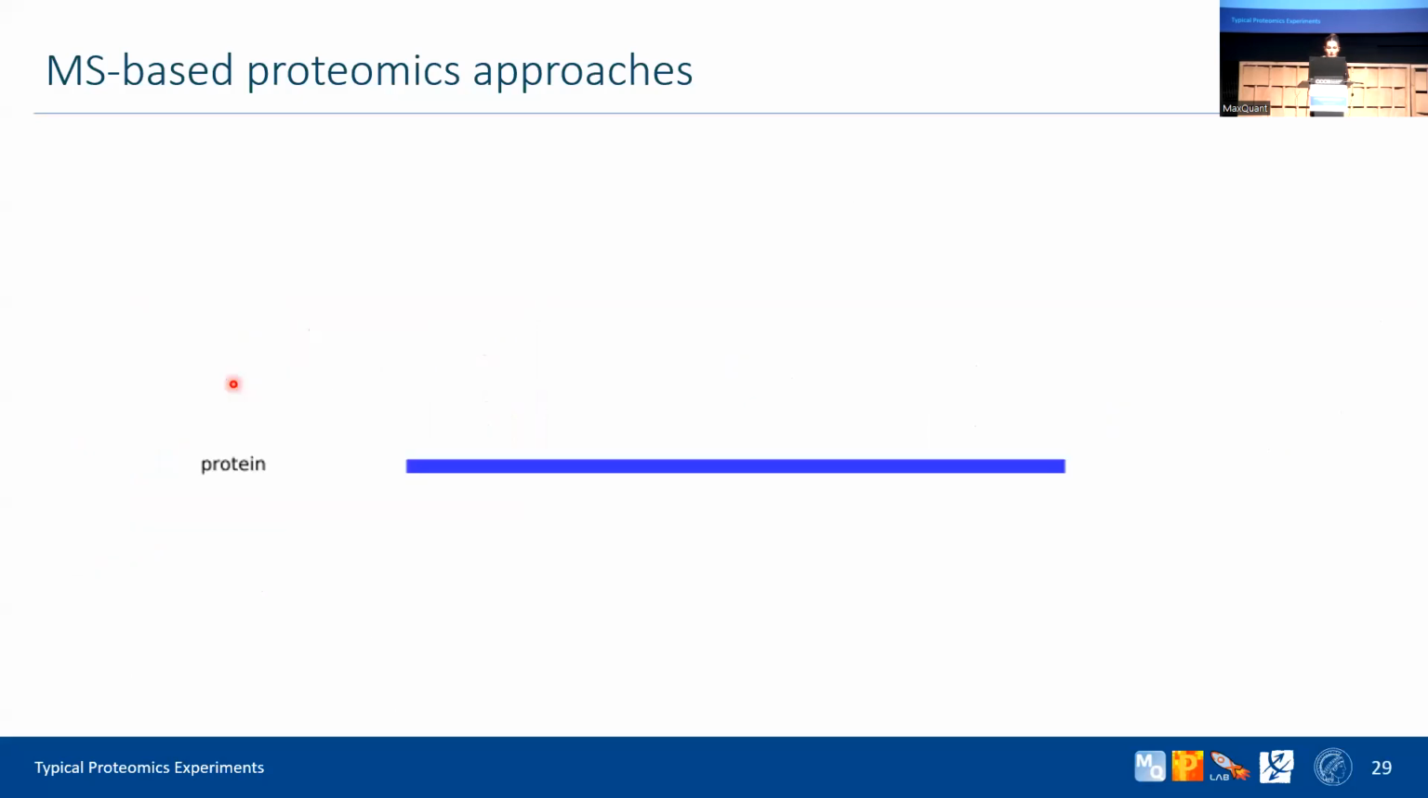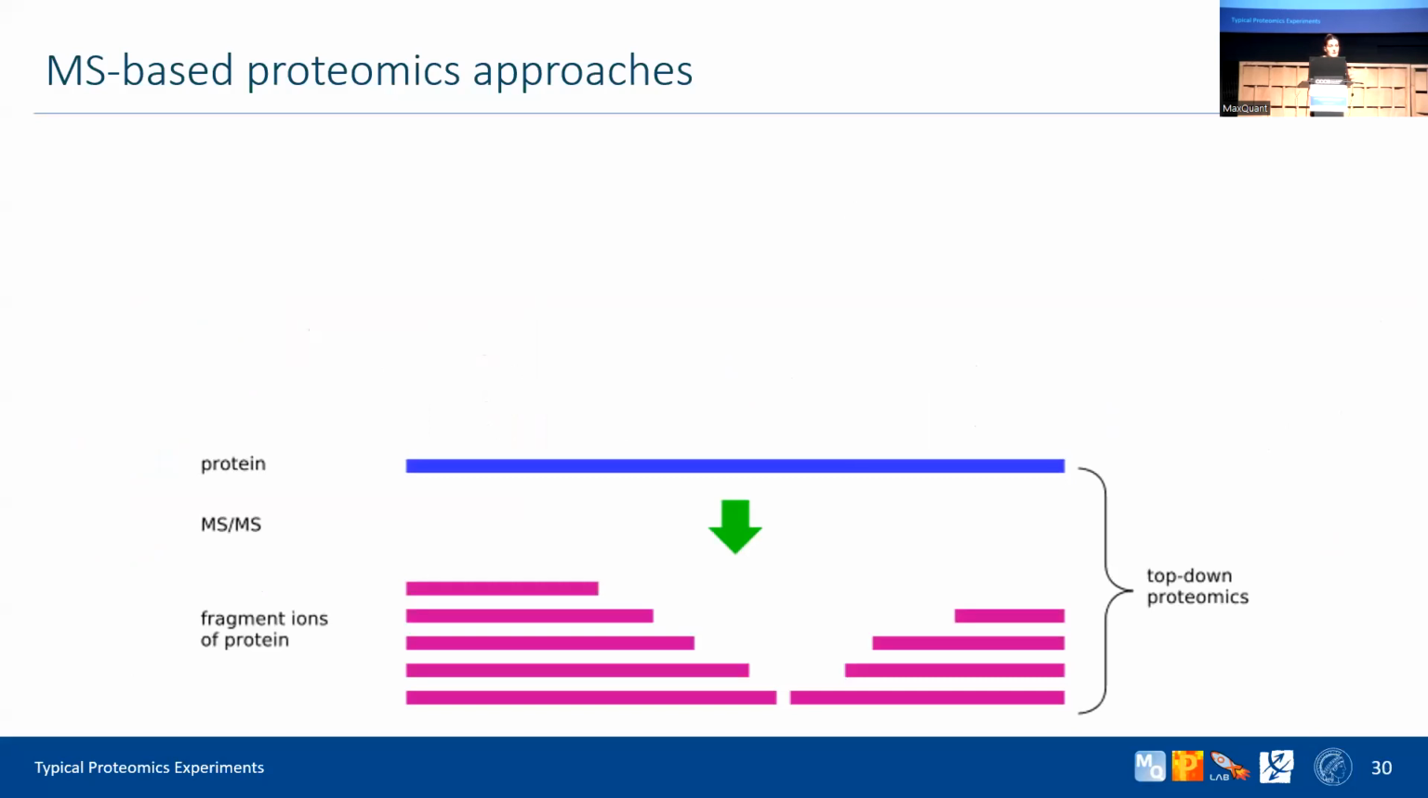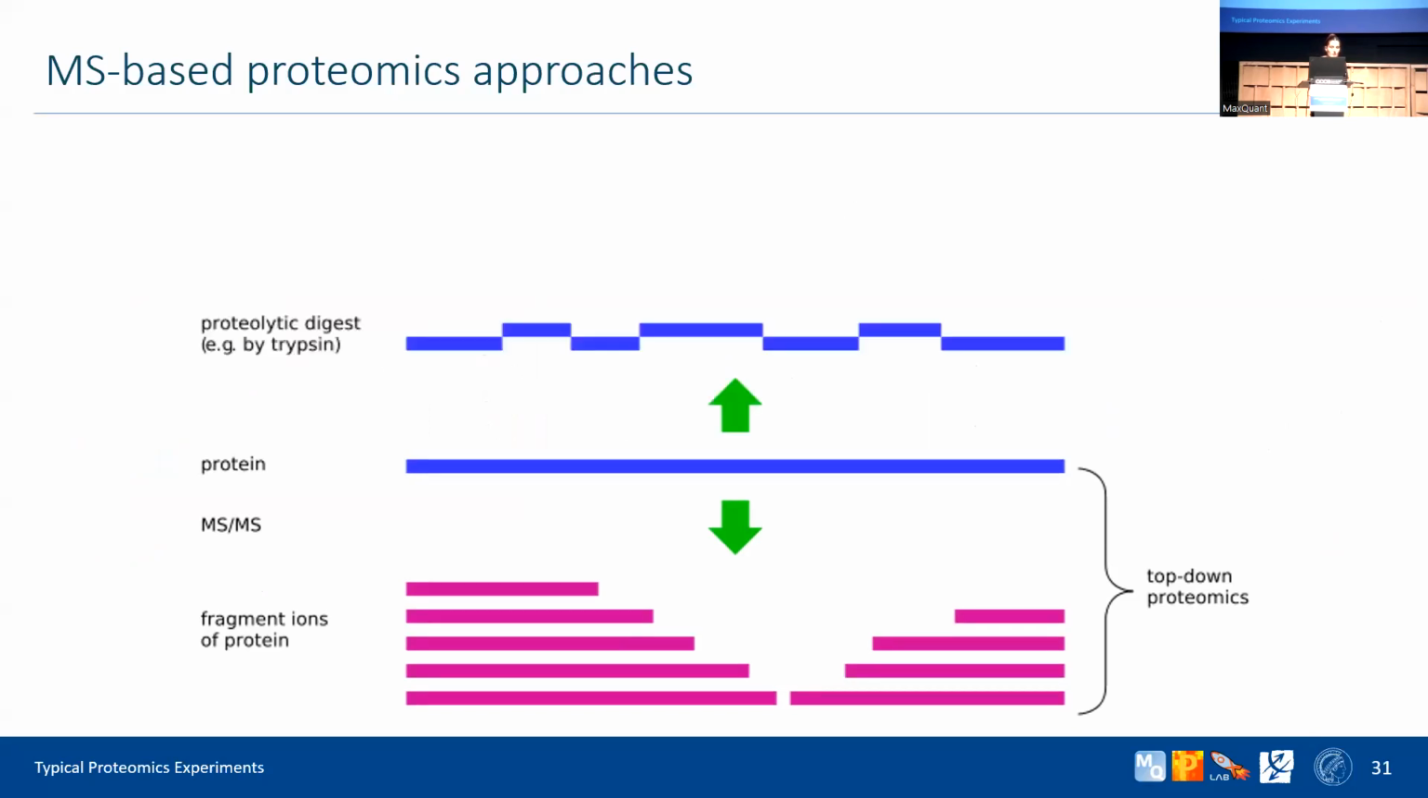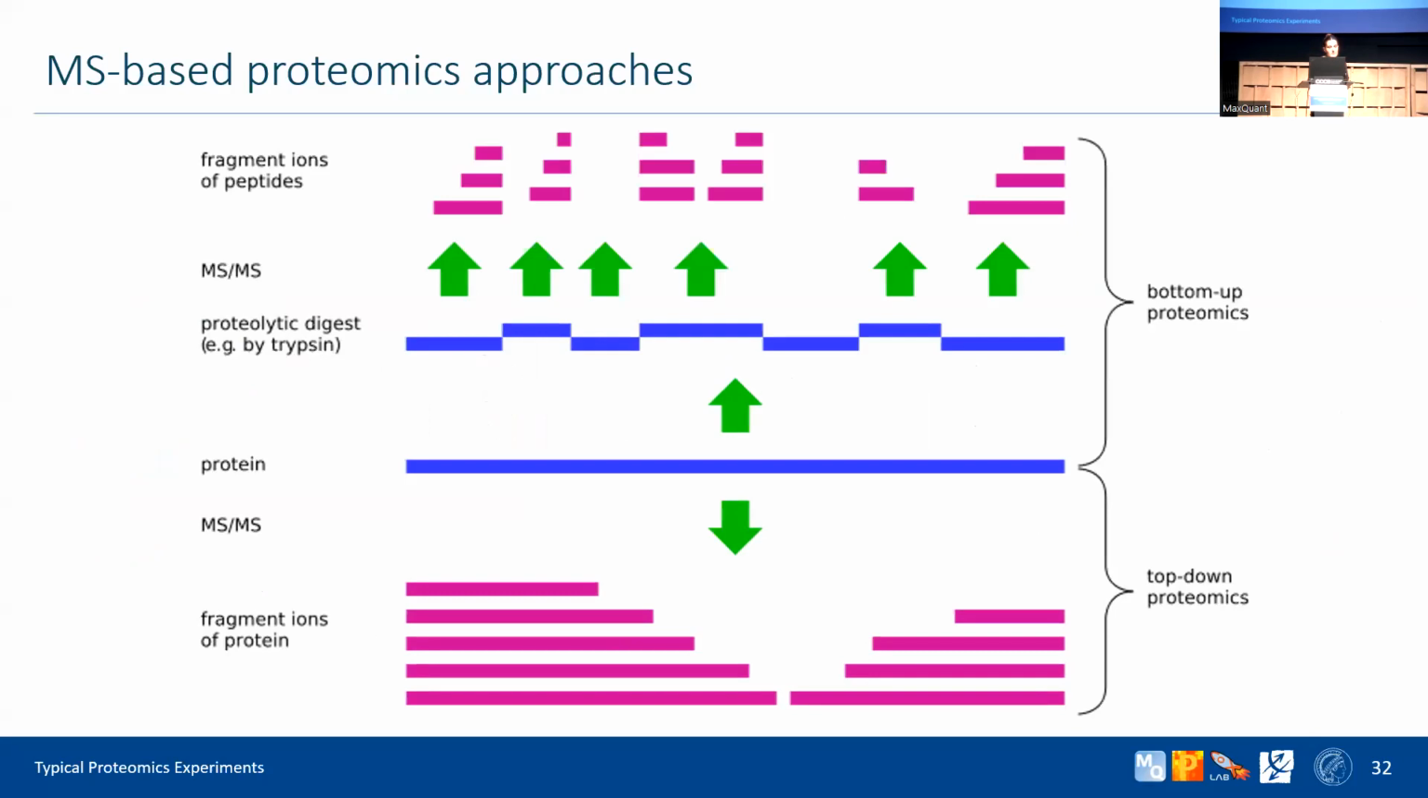So that's one thing. Let's also see it from another perspective. You have your protein that you start with. If you immediately take the protein into your mass spectrometer, you're going to do fragmentation on the protein. And this is top-down proteomics. But what else you can do is take the protein, first digest it to peptides, and then put the peptides into the mass spectrometer and fragment the peptides. And this is called bottom-up proteomics.